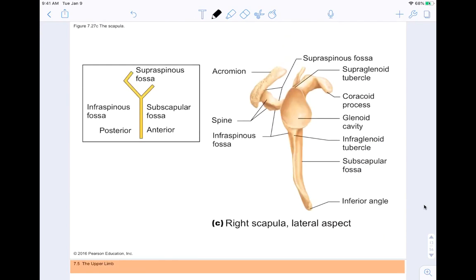Okay, this is another view. This is a lateral aspect, and it kind of looks like this weird Y-shaped structure. Okay, so you can see the glenoid cavity, again, where your arm is going to attach. You can see that spine coming off the back. You can see the acromion. You can see the coracoid process. Those are the things that we were kind of focusing on in the last few pictures. So this is like if you were looking at somebody's side view.